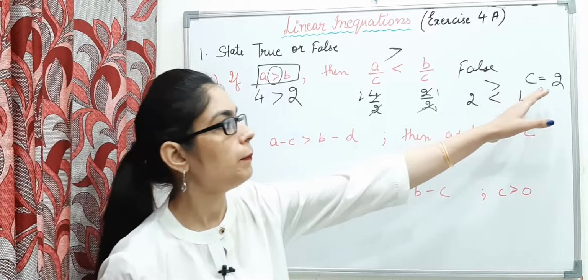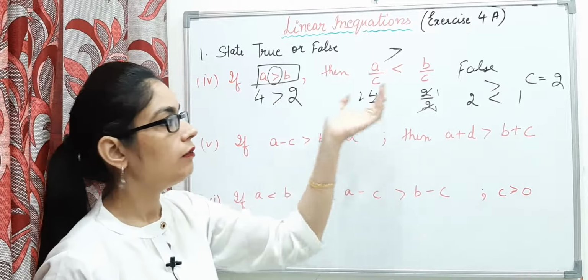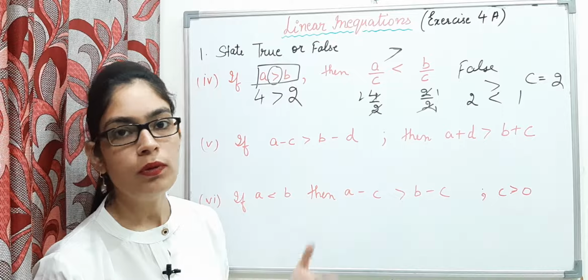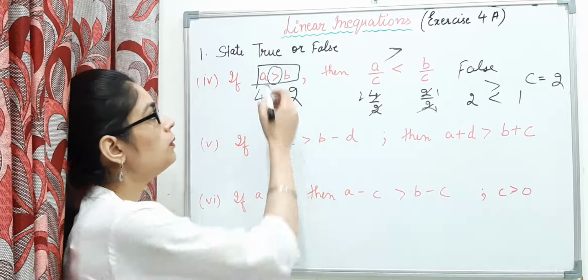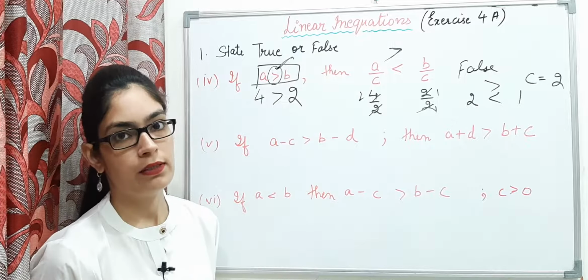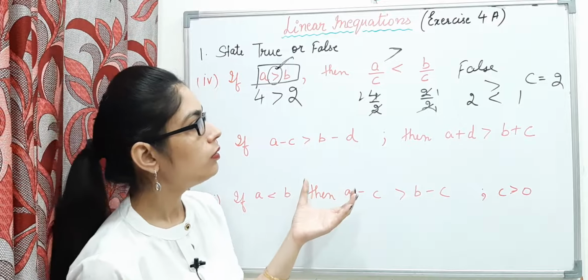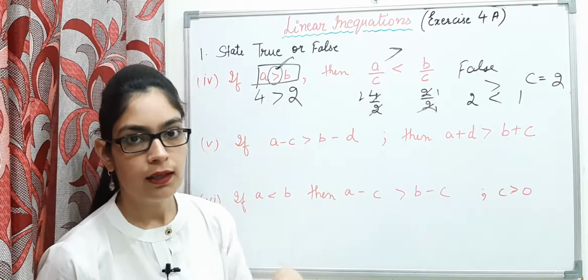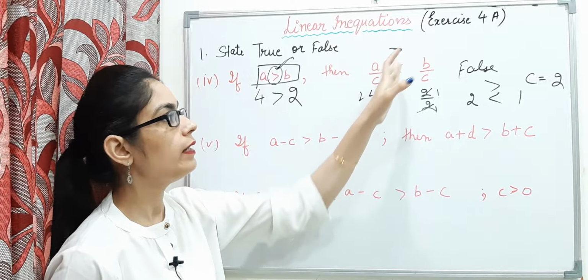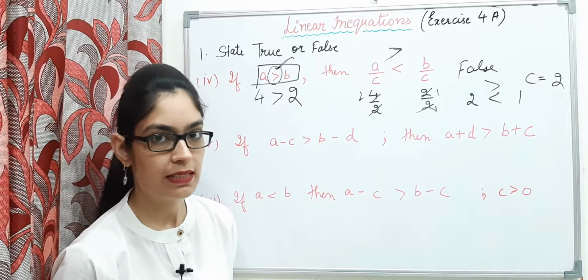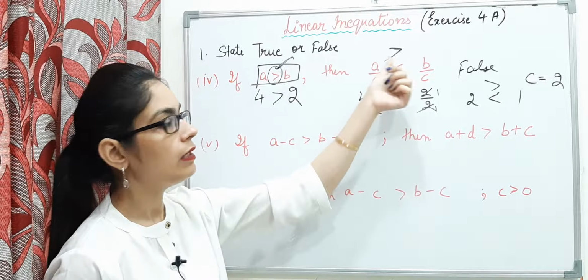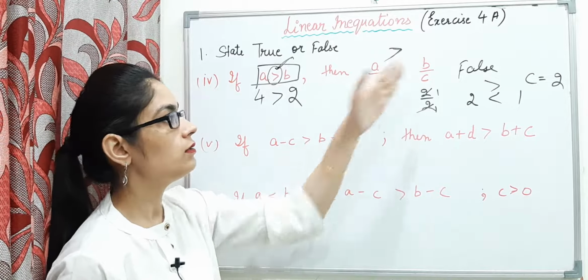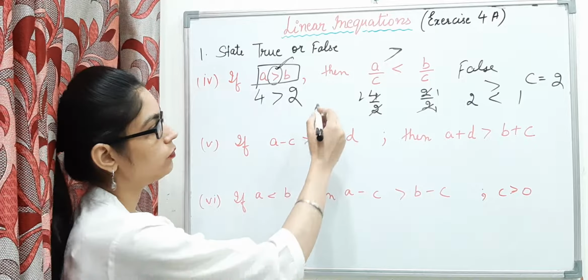See, any same number you can assume. I have just assumed C as 2. So any numbers of your choice you can assume according to this inequation, and directly also you can do, because we have already learnt in the rules that if we are dividing both the sides of the inequation with the same positive number, then the sign of inequality will remain the same, but they have changed the sign of inequalities, due to which it is false.